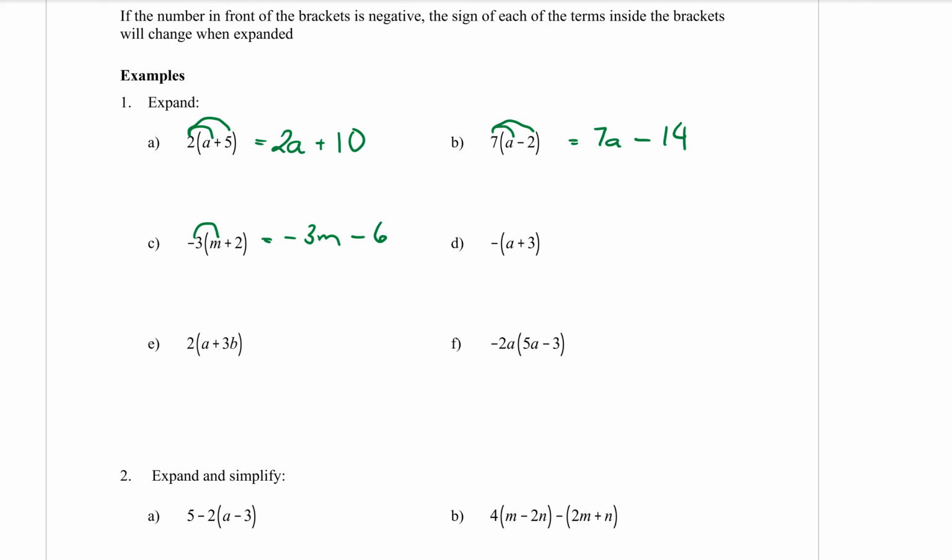Let's try it again. For D, the only thing at the front of that bracket is a minus sign. Remember, that's not like a 1. It's like we just have an X by itself. It just means there's a 1 in front of it. So that's really a minus 1 that I'm timesing with A. What would that be?